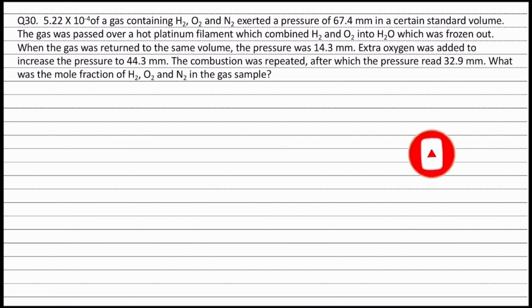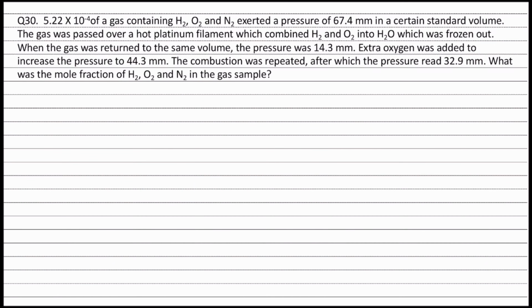Question 30. 5.22 × 10^-4 of a gas containing hydrogen, oxygen and nitrogen exerted a pressure of 67.4 mm in a certain standard volume.